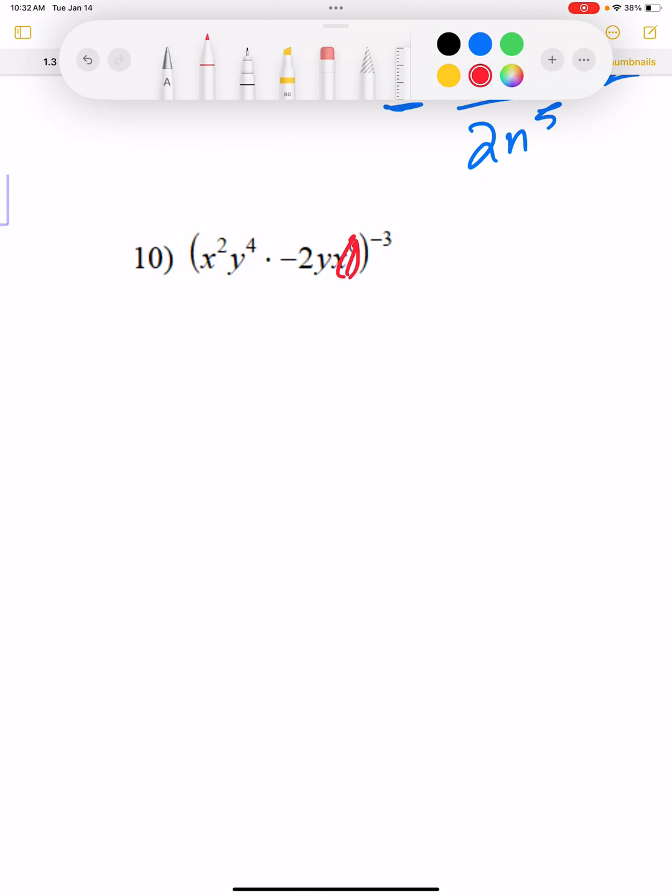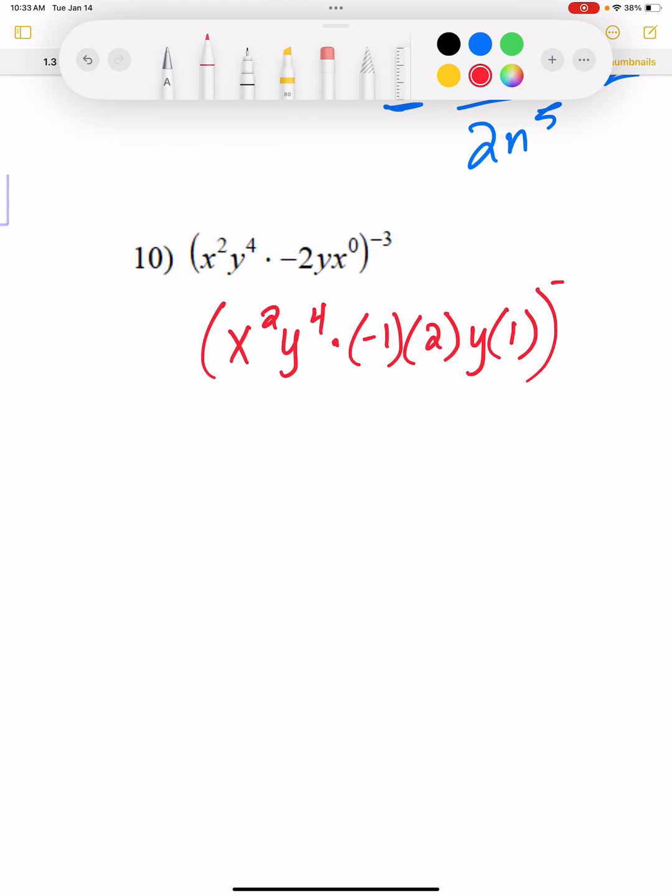All right. So I'm going to rewrite this. I don't want you to think I'm scribbling it out and doing magic, right? So this is x squared y to the 4th. Now times negative 2. I can bring the negative wherever I want, but I'll just say times. I like to think of negatives when you're multiplying as negative 1 times 2 times y, and then times 1. And that's to the negative third.